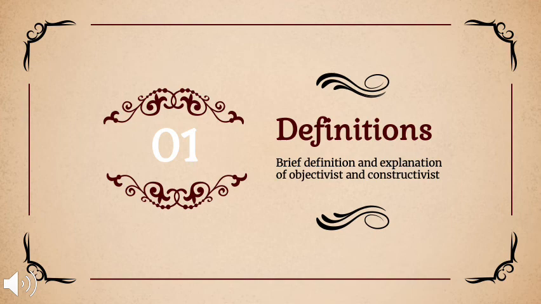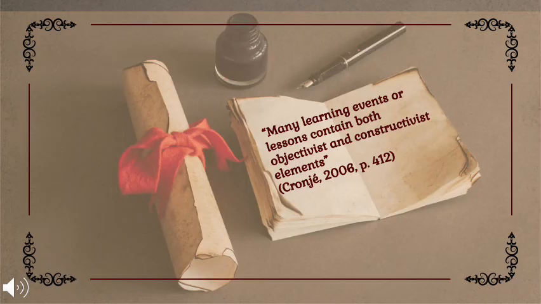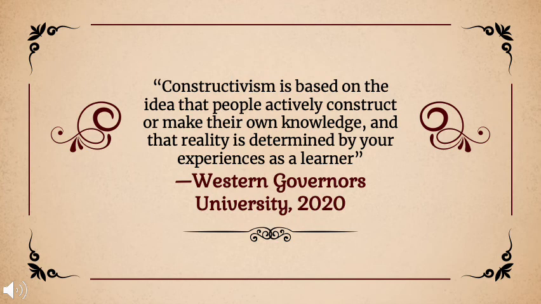So the first stop is definitions. This is just a brief description and explanation of objectivists and constructivists. Cronje stated many learning events or lessons contain both objectivist and constructivist elements. The Western Governors University stated that constructivism is based on the idea that people actively construct or make their own knowledge, and that reality is determined by your experiences as a learner.